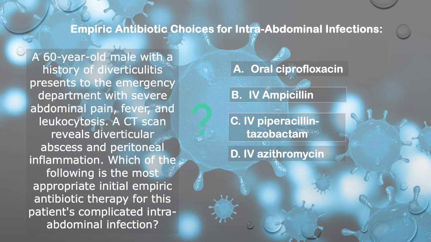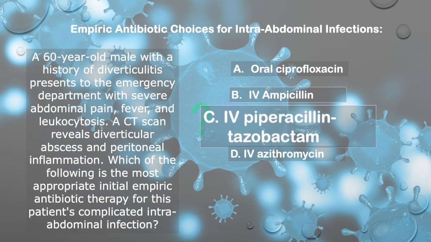We have oral Cipro as A, B, IV ampicillin, C, Zosyn, IV, and then D, azithromycin. If you picked C, Zosyn, you are correct. So complicated intra-abdominal infections, such as those associated with diverticular abscesses, require broad-spectrum antibiotic coverage that targets a wide range of aerobic and anaerobic bacteria.